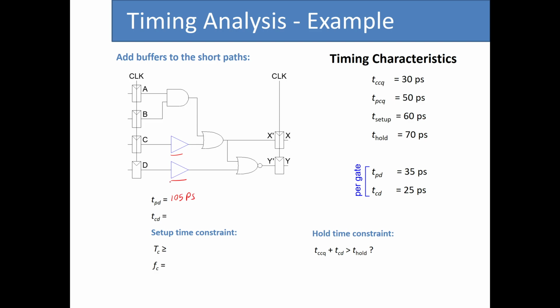For TCD, now the minimum size of the path is 2 gates, so either this one or this one. So that means that TCD is now 2 multiplied by 25, which is 50 picoseconds. As for the setup time, nothing has changed. So we have TPCQ plus TPD plus T setup, which if I add all of these values, we get again 215 picoseconds.